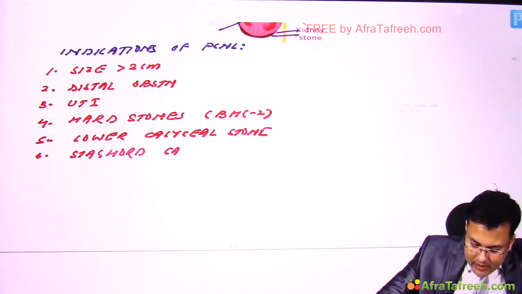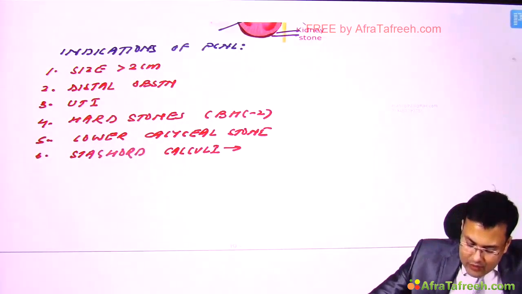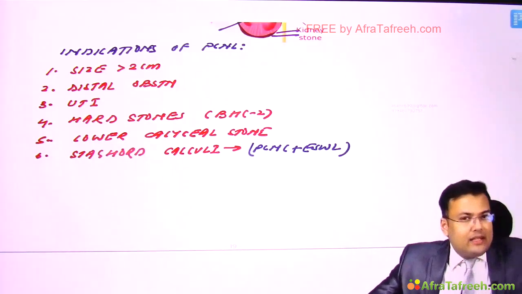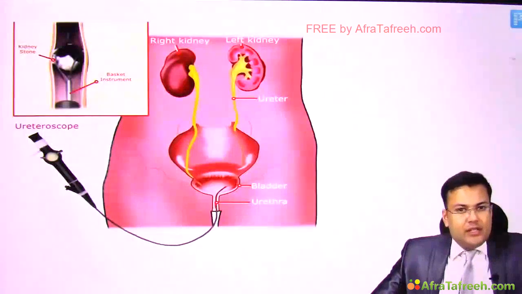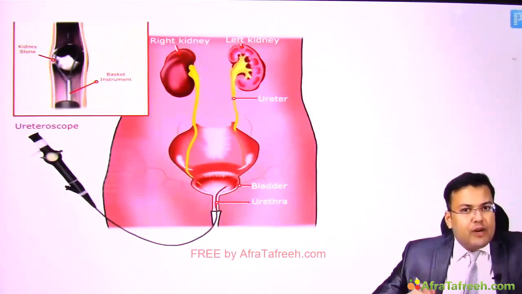Staghorn calculi. Clear? And for the staghorn calculi, what's the treatment? We go for sandwich technique. And what's that? It's the PCNL plus ESWL. So we go for sandwich technique, and that is PCNL plus ESWL. Now tell me, what is the name of this intervention? This is ureteroscopy.